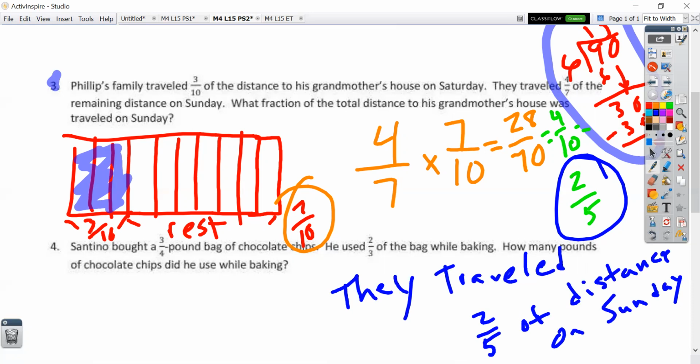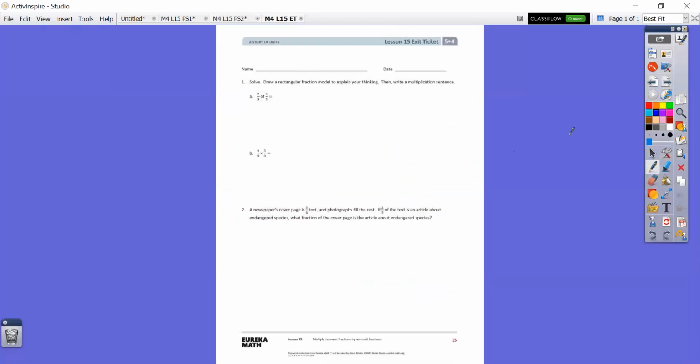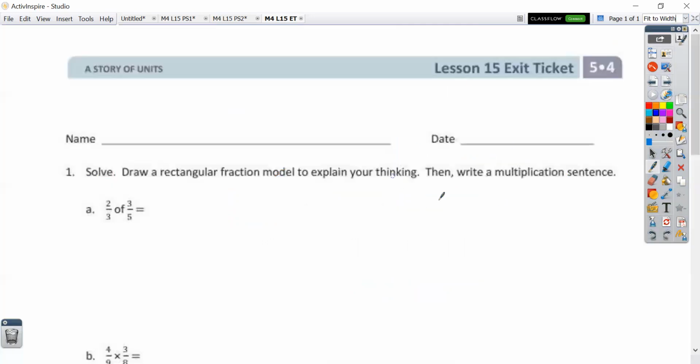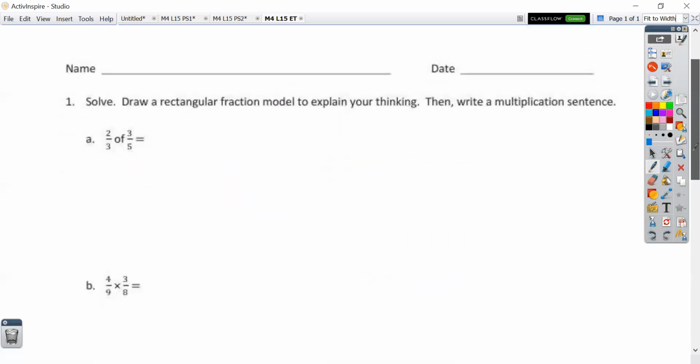All right. Good job today. Hopefully this lesson's about 15 minutes long. Your exit ticket looks like this. Let me zoom in and read the directions. Again, if you don't have a piece of paper or can't find your book, just do this on a piece of paper. Now it does say draw a rectangular fraction model to explain your thinking. Let's add the words if needed.